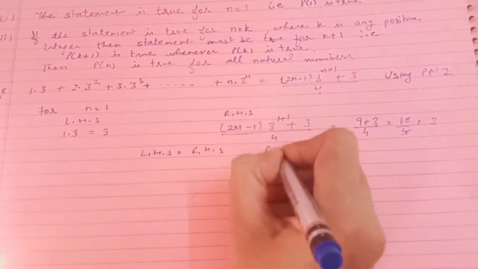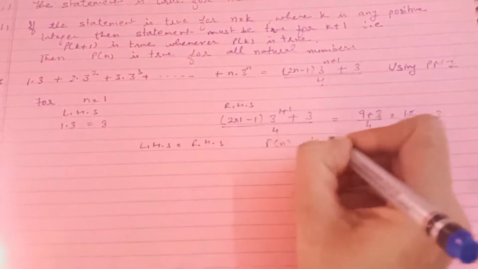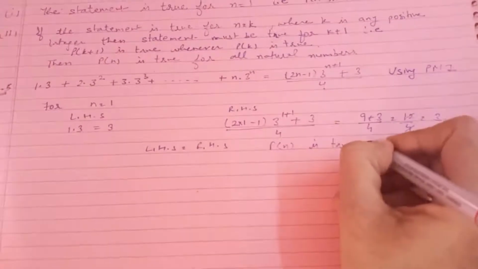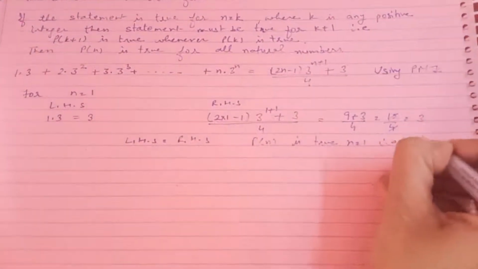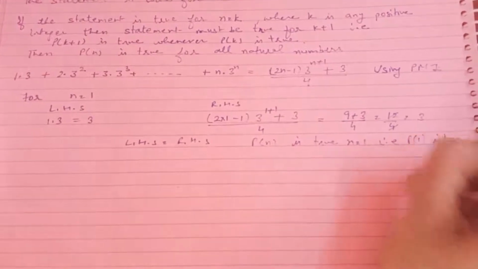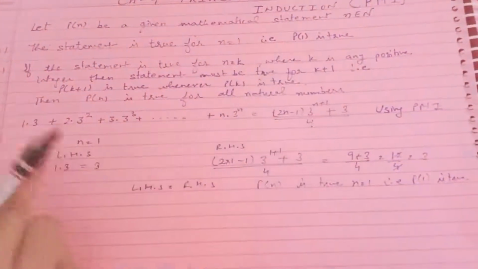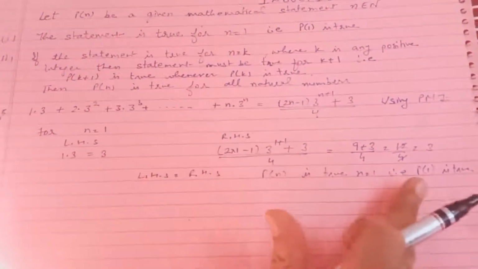So I will say Pn is true for n equal 1, or you can say P1 is true. That means the first step is done. What was the first step? The statement should be true for n equal 1. So I proved it. The statement is true for n equal 1.